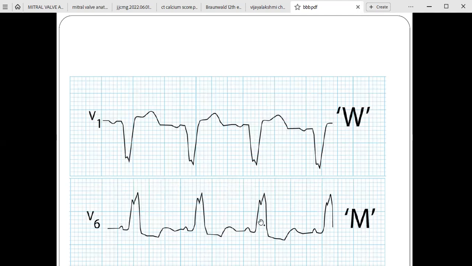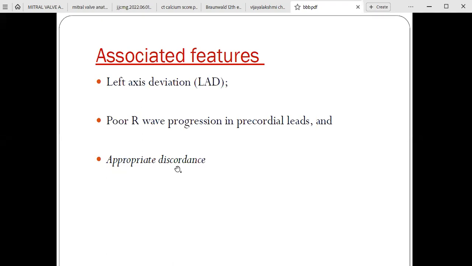You can see this LBBB pattern in the left-sided leads, that is V5 and V6. The second wave is because of the left ventricular activation, and the starting one is because of the right ventricular activation. Reverse changes in this one. There will also be appropriate discordance, and left axis deviation will be there.